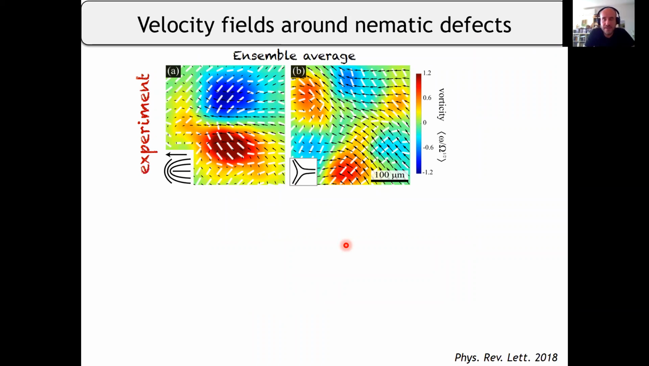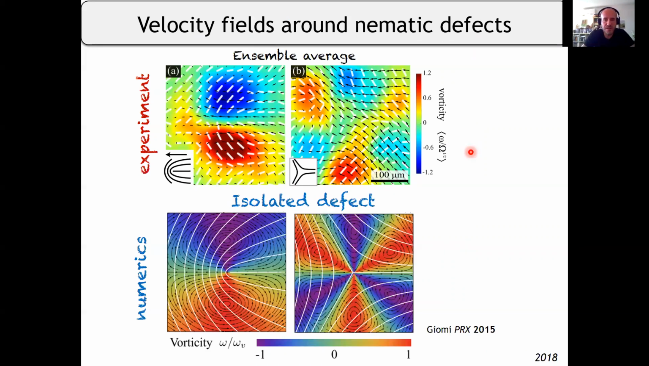Luca did the same analysis for isolated defects in the numerical simulations. Remember that we're talking about a very dense defect system, with many defects very close to each other. When Luca analyzed flow fields around isolated defects using hydrodynamic equations, this is the picture he got. It was quite striking to us, at least, the resemblance between these perfect simulations of an isolated defect and what you get for the ensemble average in the experiment.